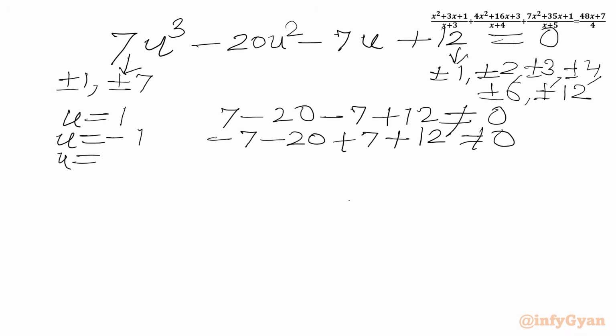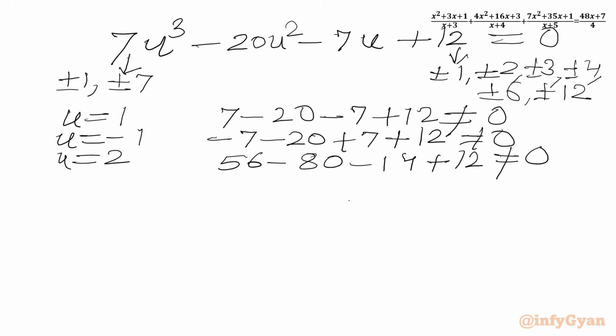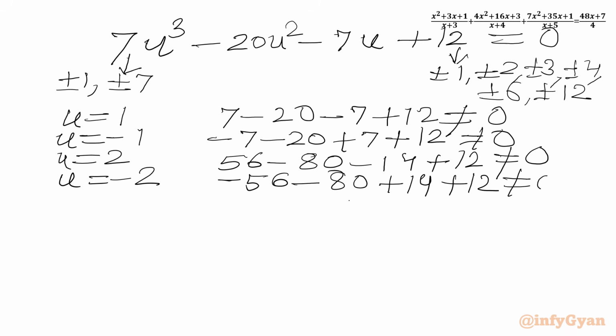If I check u equal to 2, 2 cube is 8, 8 times 7 is 56, minus 20 times 4, we will write here 80, minus 7 times 2 is 14, plus 12. So it cannot be equal to 0 as we have minus 94 and plus 68. Now we will check u equal to minus 2. So we will write here minus 56 minus 80, then plus 14 plus 12. Again it is not satisfying the equation.